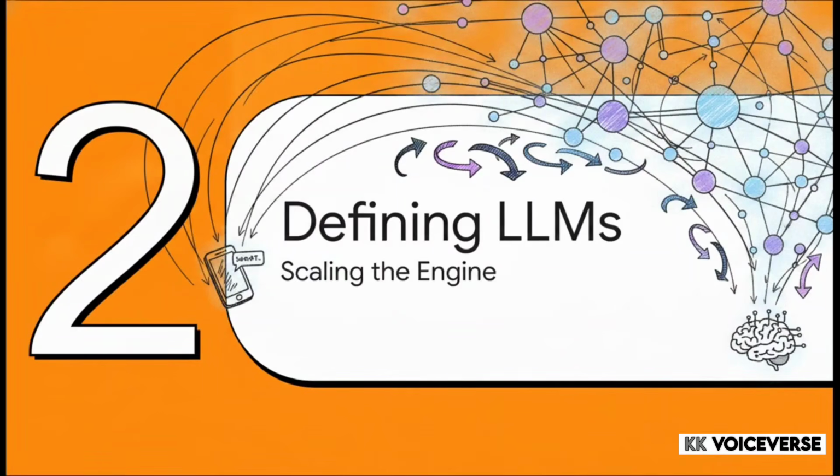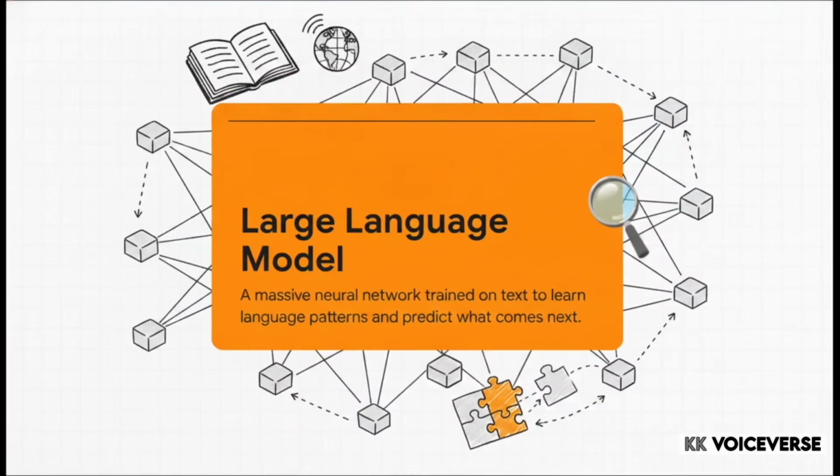Section 2. Defining large language models, scaling up the prediction engine. So what happens when we take that exact same predictive idea from your phone and scale it up enormously? Well, you get a large language model, or LLM. It's basically a massive AI neural network trained on a staggering amount of text to learn complex language patterns and predict what comes next based on context. Instead of just learning from your personal group chats, it's learned from a massive chunk of the internet.